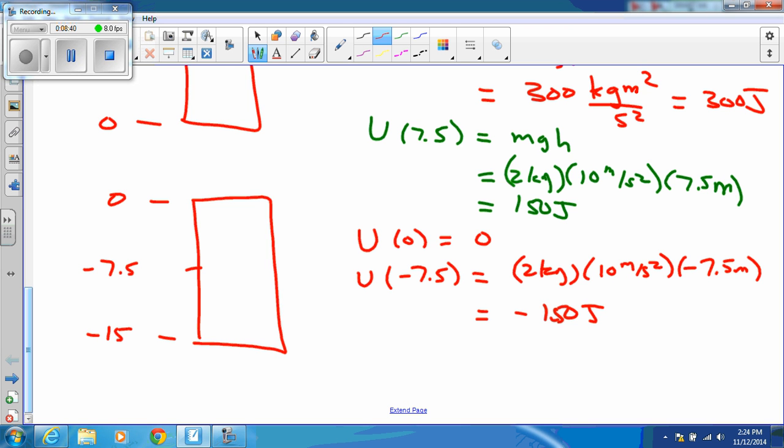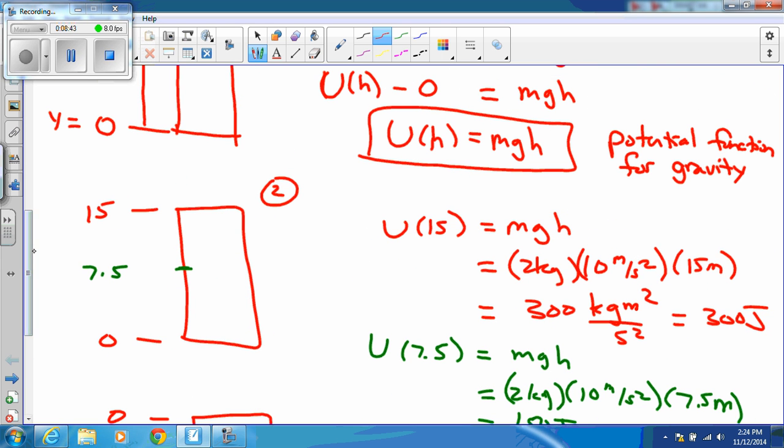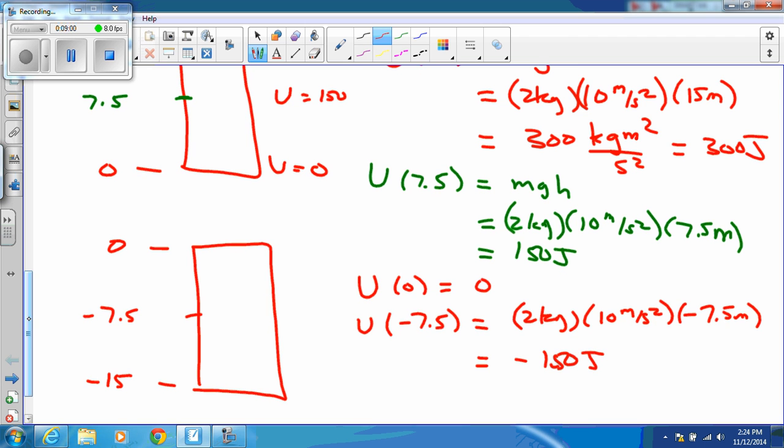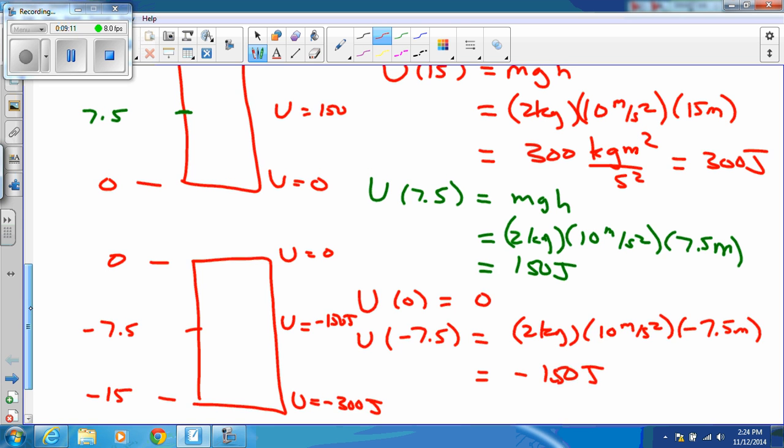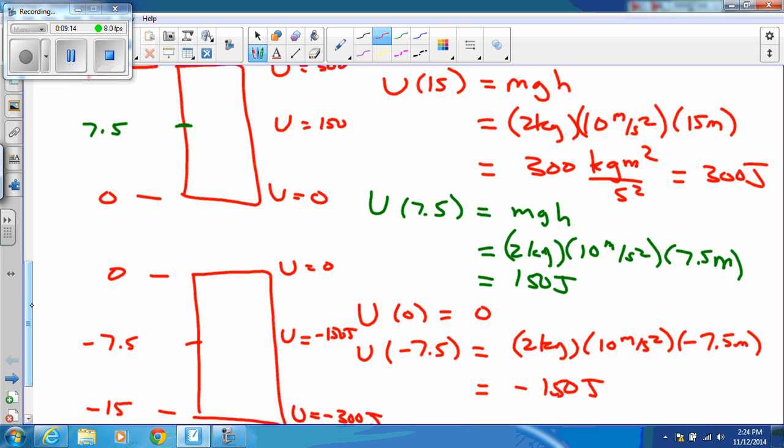And our first reaction is to say, wait a second, this is all very confusing, because I had one 0 point here, and I got 300 joules at the top, and I got 150 joules at the middle. And of course I have 0 joules at the bottom. But if I look at the building here, I have 0 joules at the top. I have negative 150 joules here, and if you were to do this computation, you would get negative 300 joules there.